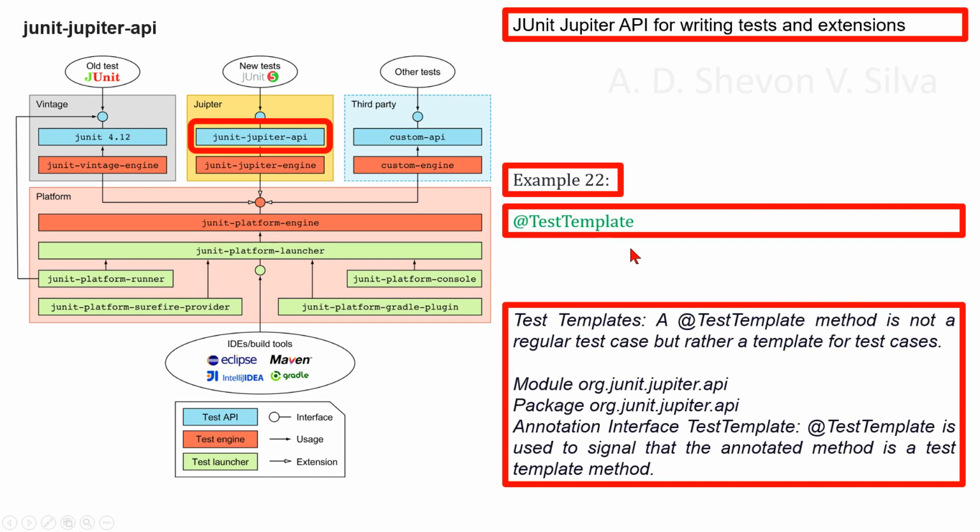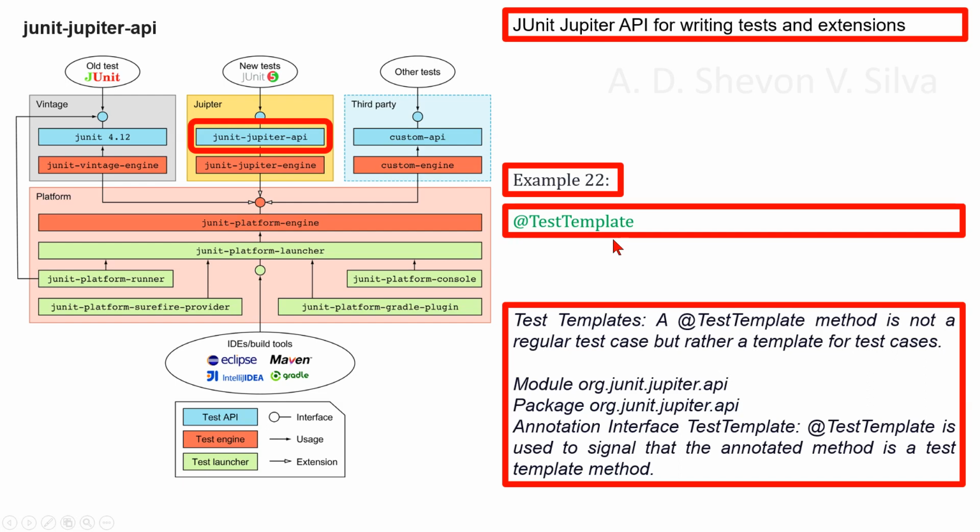Test templates. Now we are considering test templates. A test template method is not a regular test case, but rather a template for test cases. The annotation interface TestTemplate in package org.junit.jupiter.api in module org.junit.jupiter.api. @TestTemplate is used to signal that the annotated method is a test template method.